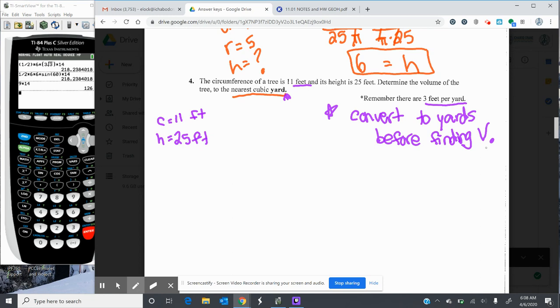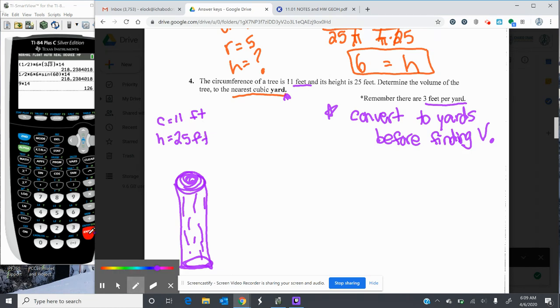So what we're going to do here is look at the measures we were given. Now, circumference. So if I look at this log that we're talking about, the circumference of a tree. Here's our tree. There's the rings of the tree. There's the bark. And you're going to have a circle at the bottom as well. It's the best picture of a log I can do these days. But there's circumference. We have a formula that circumference equals pi times diameter.